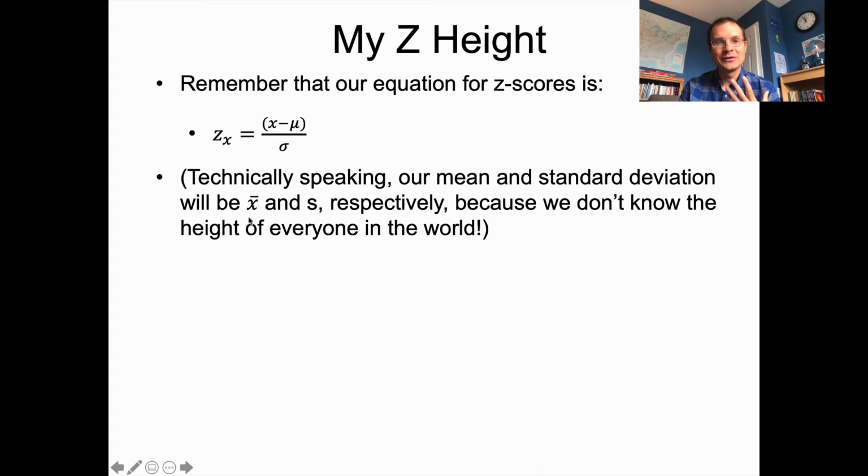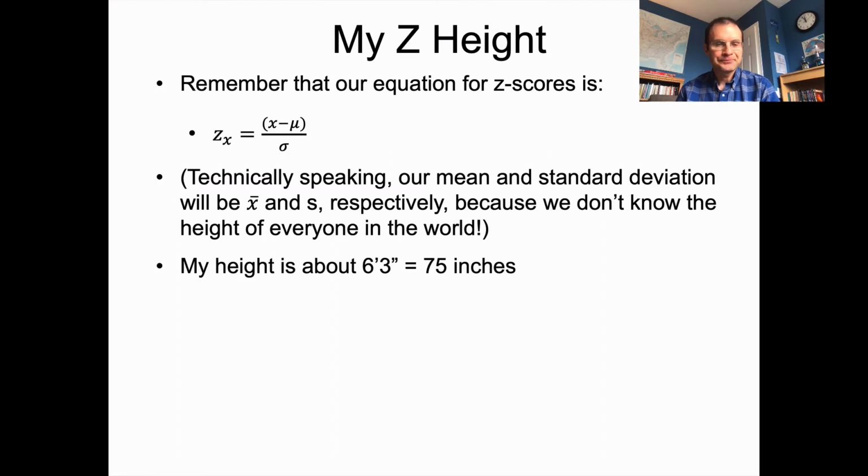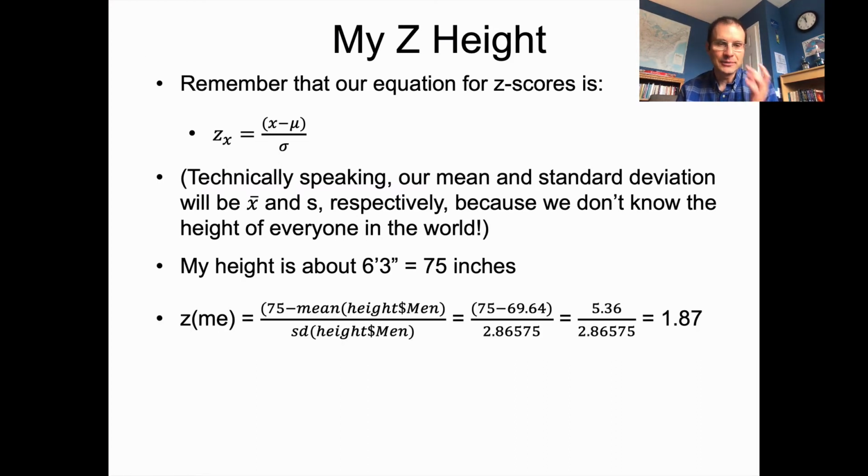We're dealing with these sample parameters, X bar and S. Those represent the numbers that I showed you on the previous slide. So substitute X bar for mu here and S for sigma, and just walk through the math. My height, it turns out, is about 6'3", or about 75 inches tall. So all I need to do is substitute this number for the X in that equation, and then substitute the other numbers that we calculated on the previous slide in the relevant slots.